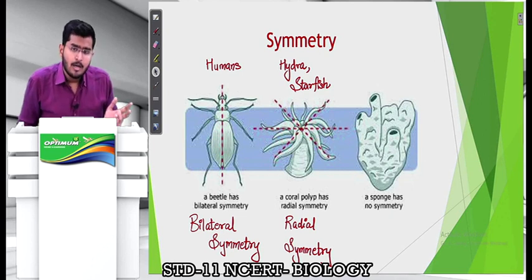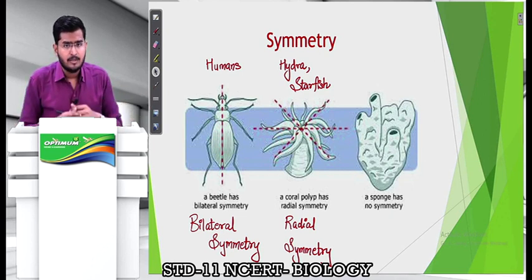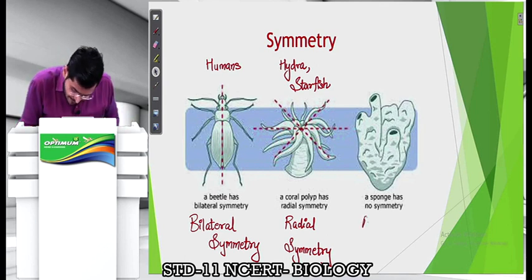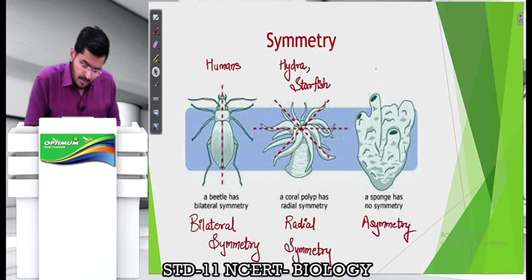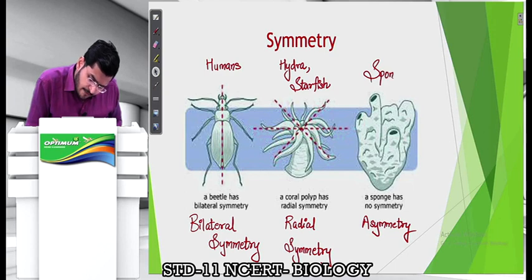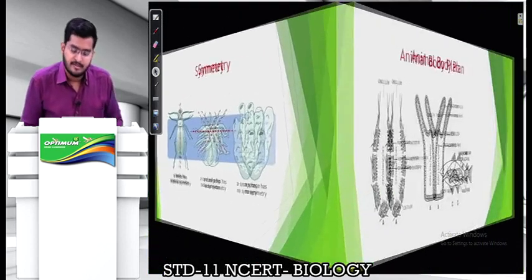और अगर आप किसी organism को किसी भी axis पर काटो, किसी भी plane पर काटो, अगर आपको 2 equal half नहीं मिलेंगे तो उस type के symmetry को हम बोलेंगे asymmetry. What do we call it? We call it as asymmetry. So best example here in case of asymmetry is going to be sponges.